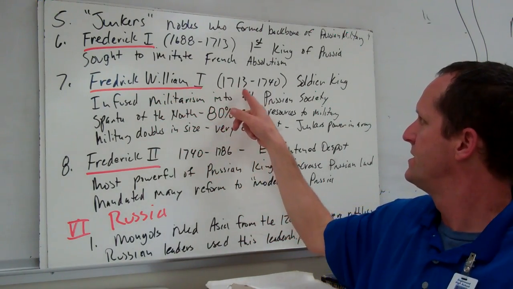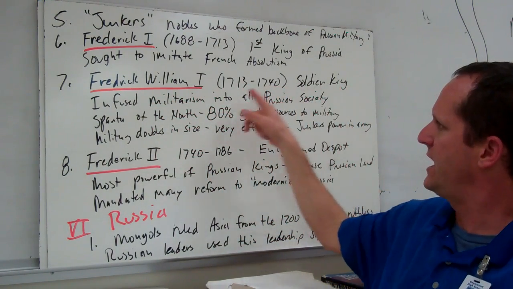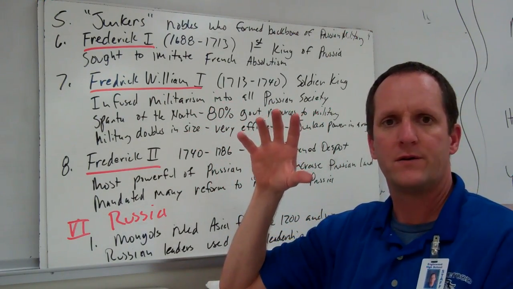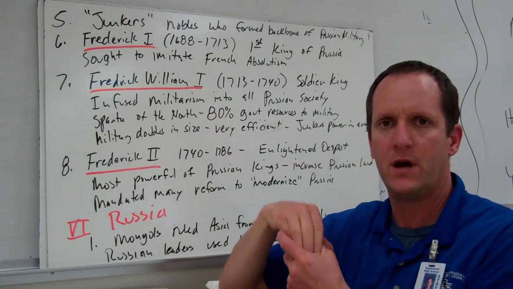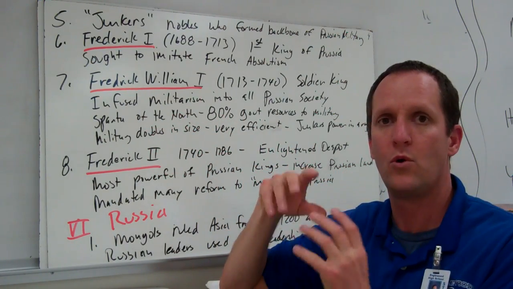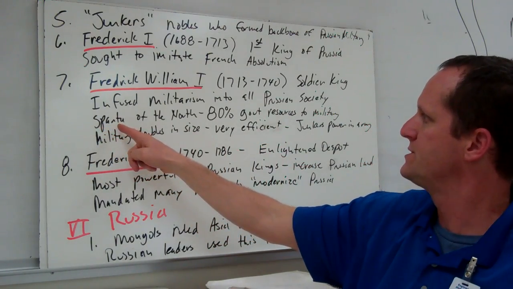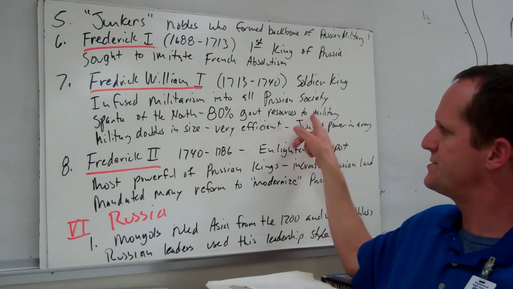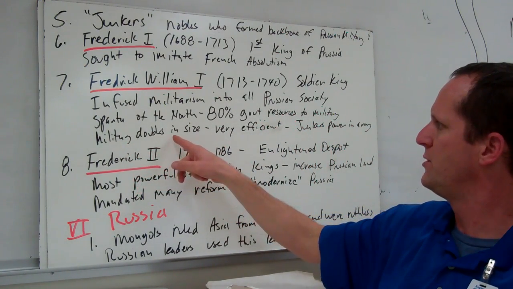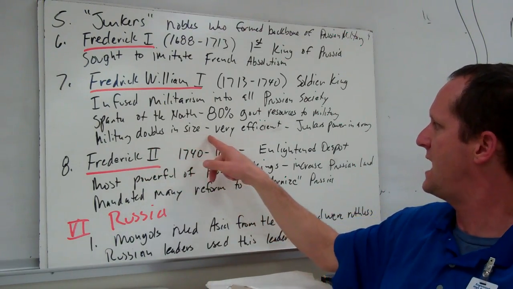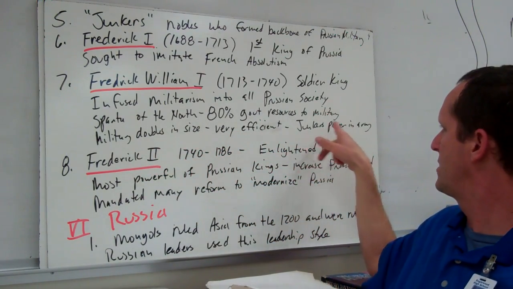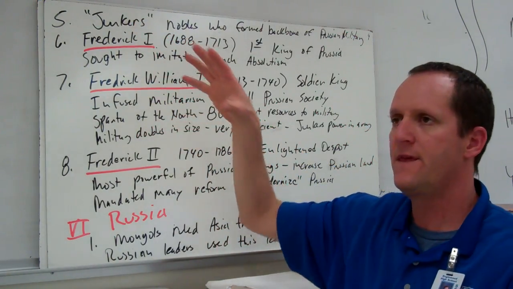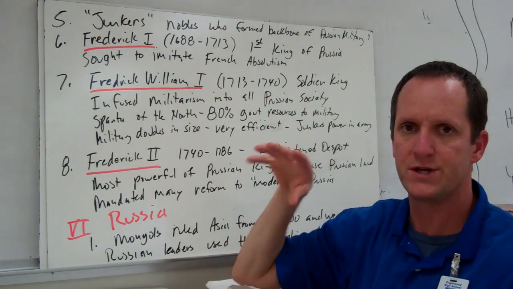Frederick William I, 1713-40, soldier king, infused militarism into all Prussian society. So when we think about different societies and how they formed, the Prussian society was wholeheartedly militaristic. It was the Sparta of the North, with the quotations. 80% of government resources, military. Military doubles in size. They were very, very efficient. Junkers, power in the army. The Junkers were like a political group of nobles that just controlled everything.